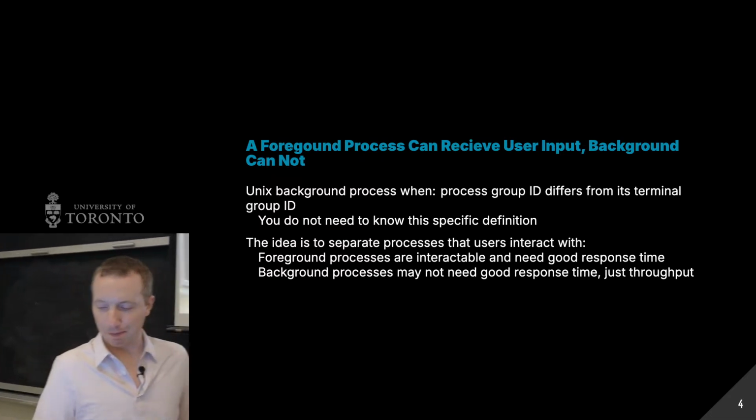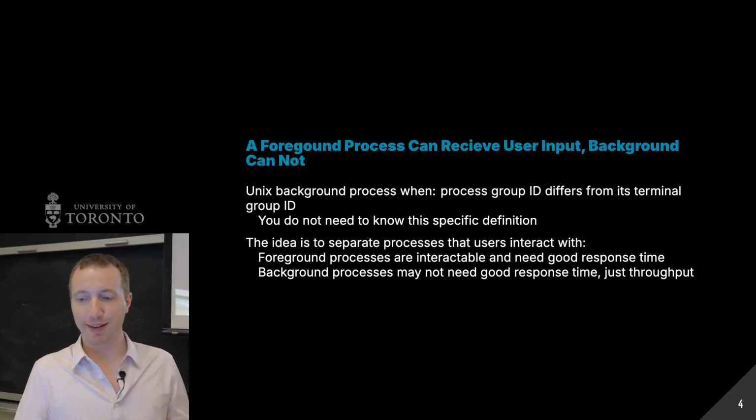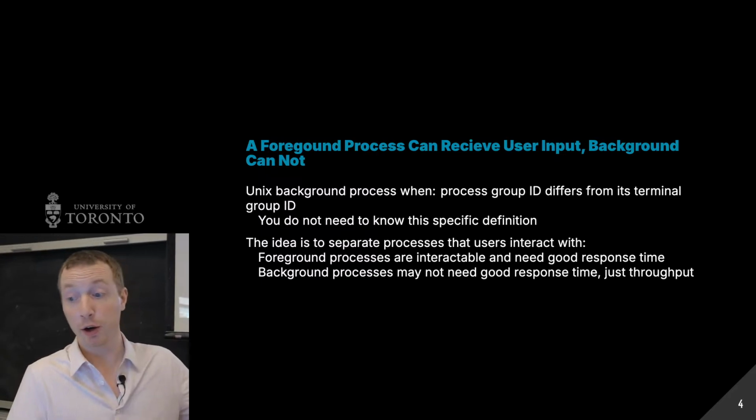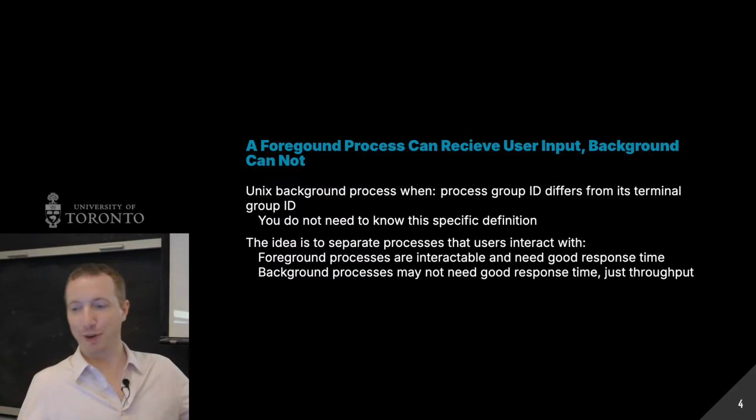So in Unix, you can have background processes. We won't go into the details this much, but processes also have a process group ID that correlates to its terminal group ID.